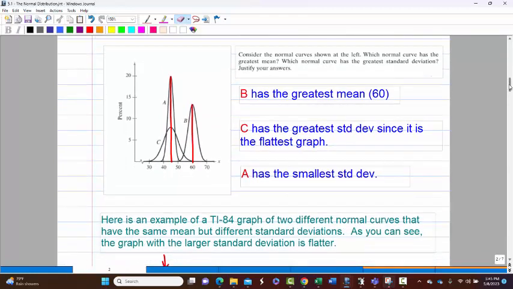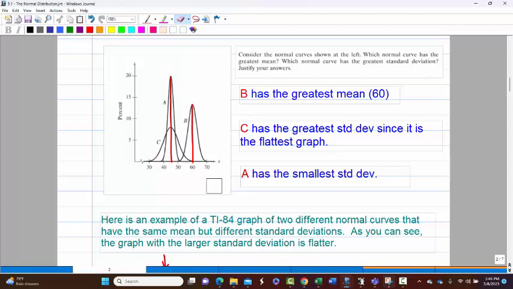This is kind of going back to what I was explaining on the previous page. Now look at these three graphs. You want to know which one has the largest mean. Well, the one that has the largest mean is going to be the one that's furthest to the right on the x-axis, because the center point is the mean. So B here would have a mean of 60. Both these other two have a mean of 45. So B has the greatest mean.